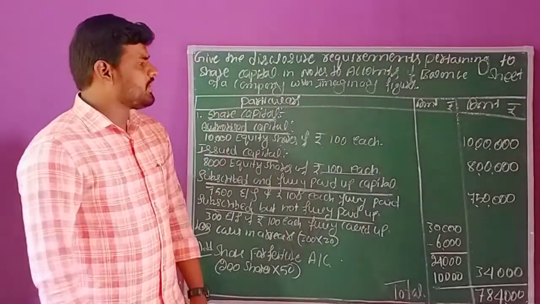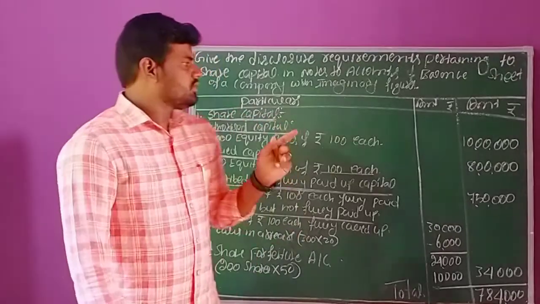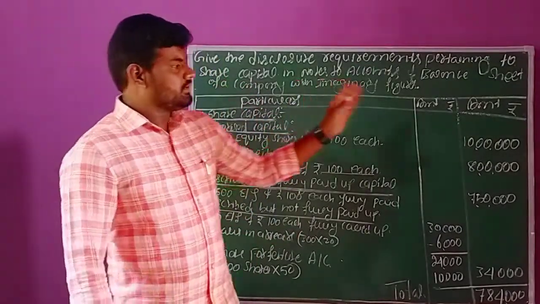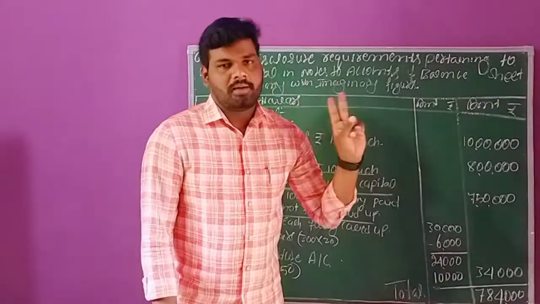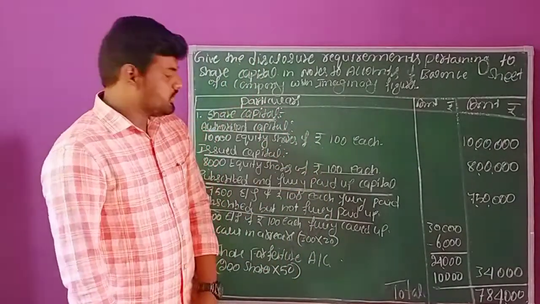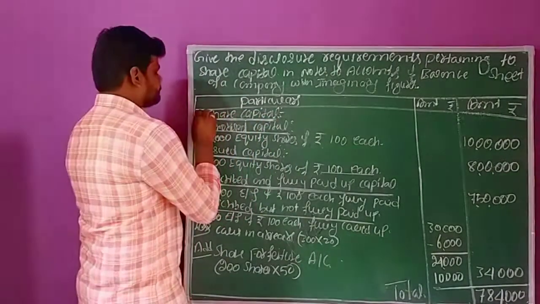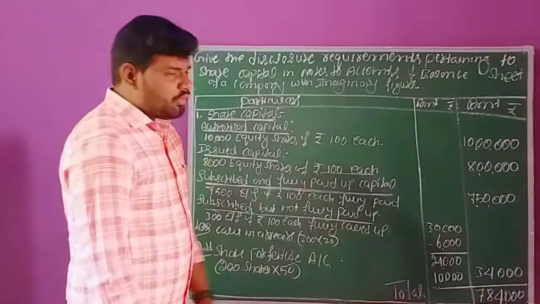For the preparation of these notes to accounts, we require three necessary columns. The first column is for particulars, and the second and third columns are for amounts. So one column for particulars, the next two columns for amounts. In this account, the first one is share capital.